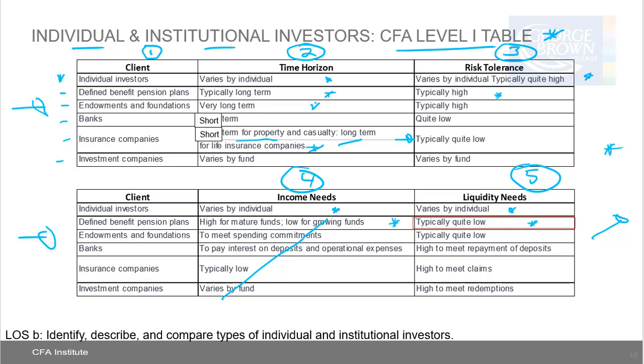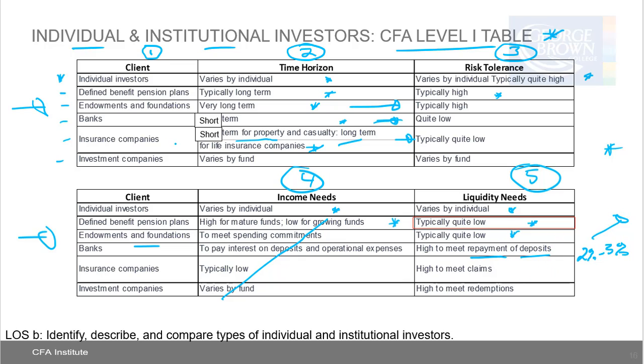Endowments and foundations, again, we said long-term time horizon, therefore higher risk tolerance and fairly low liquidity, because there might be some small percentage, 2 to 3%, that has to be paid out as spending for an endowment or a foundation, okay? Moving on to banks, shorter-term time horizon because deposits are coming in and out. Loans are of maybe a shorter nature other than long-term mortgages. So the risk tolerance is lower and the banks have a high liquidity need to meet repayments of deposits. So that's something that you would expect, okay?